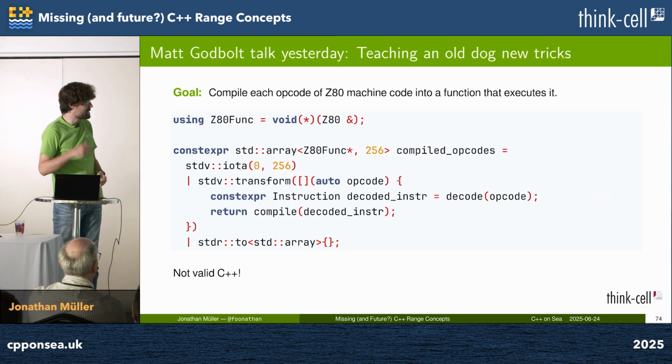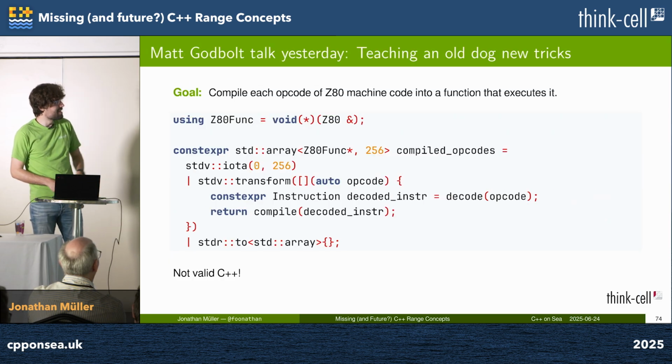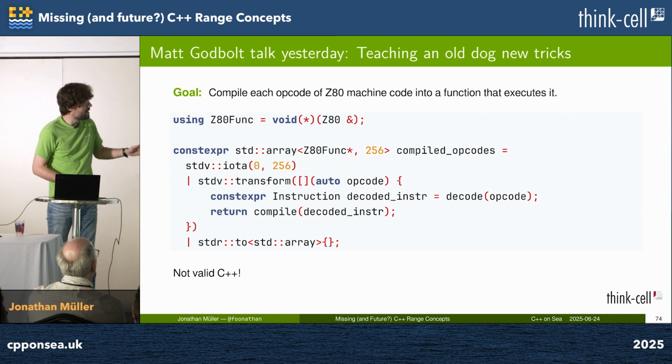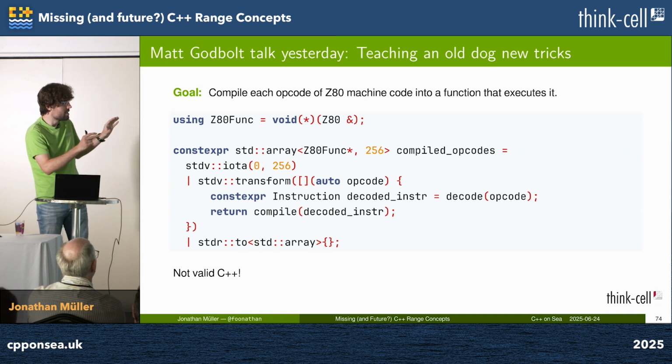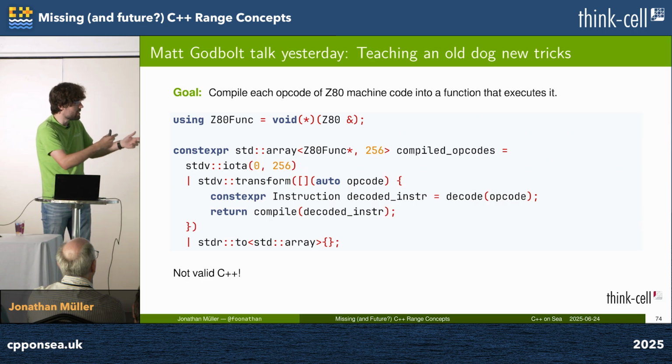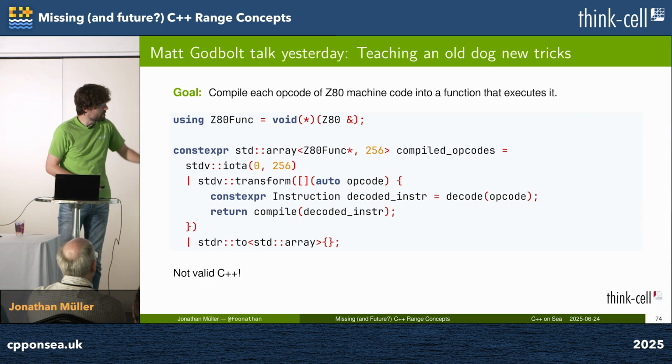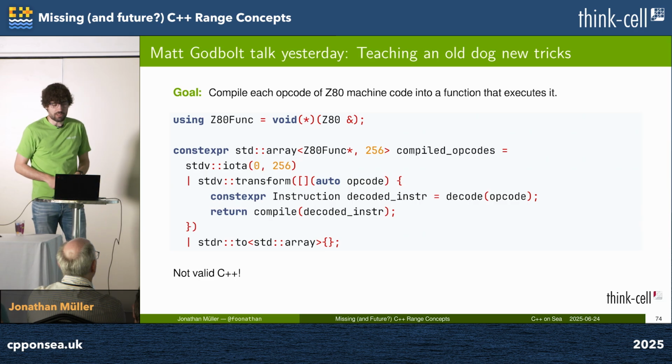And this is also where Matt comes in. In his talk yesterday, he wanted to do something like this. He wrote an emulator for the Z80, and he said, okay, I've got all the opcodes, and I want to decode each opcode into a function pointer and collect them all in an array. And this isn't valid C++, because the opcode is a late, runtime value, so we can't decode it at compile time.